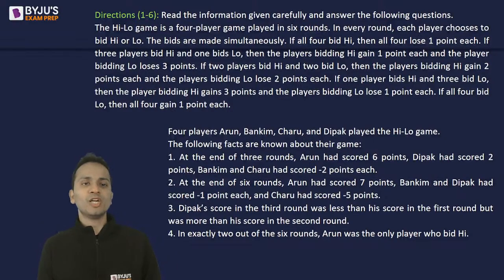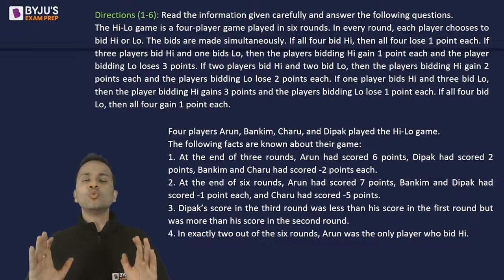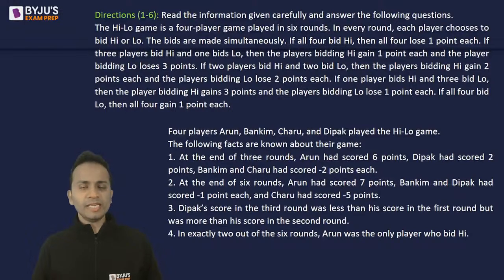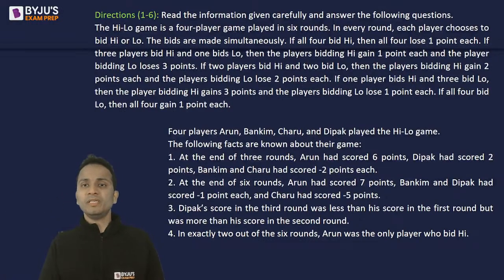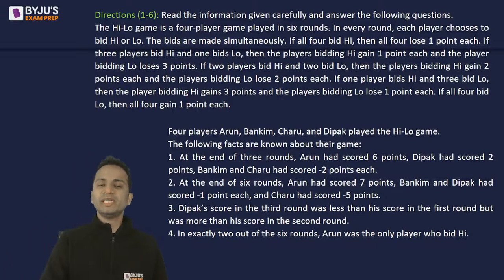And if all players bid low, then all four of them will gain 1 point. Okay, so right now they have just explained the rules of the game, right? So the first paragraph is not very important. Based on the first paragraph, you can make a table in which you can write if all of them bid high, then what will be the points earned by each of them. 3 high, 1 low, 3 low, 1 high.